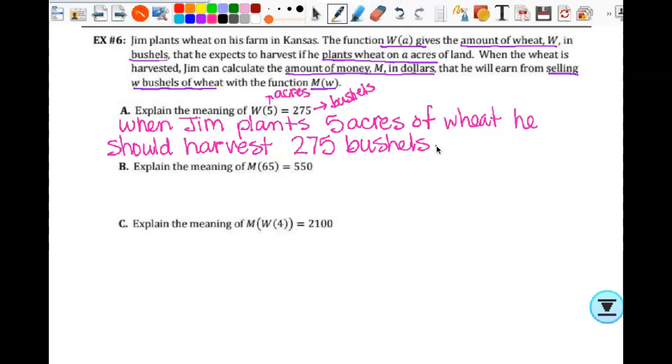So does that make sense? Would you have to word it exactly like that? No, but it needs to say basically that kind of stuff, right? All right, so then let's look at B. M of 65 equals 550. What does the 65 represent? Bushels, okay? So 65 is bushels. And what does the 550 represent? Yeah, dollars. Okay? So go ahead and write out a sentence for old Jim here.